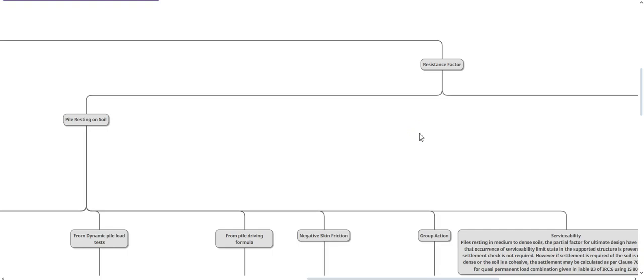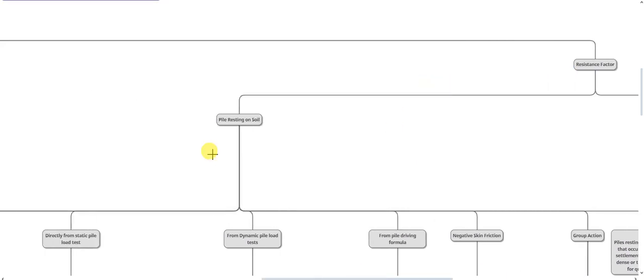Hello friends, welcome back to our third video of the video series on IRC 78 Part 2, the limit state design of foundation. In our previous video, we discussed the pile foundation under compression, and I would like to add a few more points in the section of resistance factor.